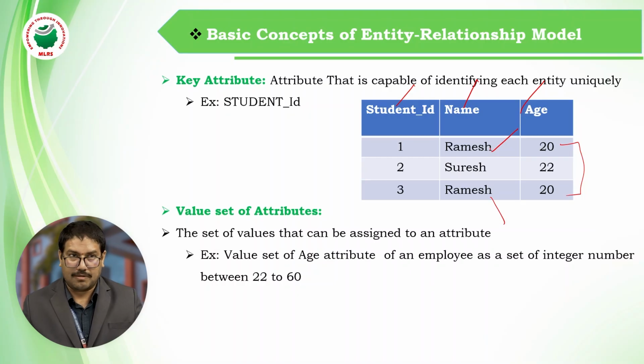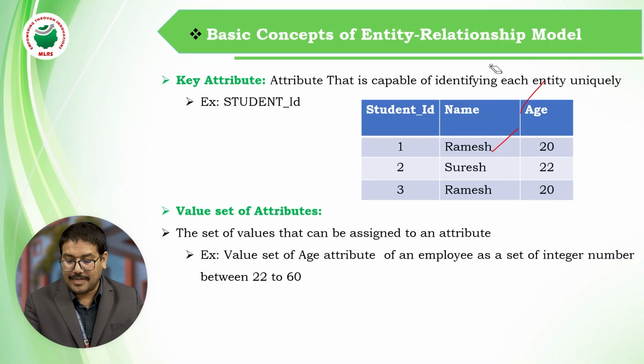So Ramesh cannot be used, because I cannot call them uniquely. A key attribute is an attribute that is capable of identifying each entity uniquely. Name is not capable of identifying each person uniquely, because if I call Ramesh, two people are there, and even with age, there are two people with the equal age. But look at the third situation here.